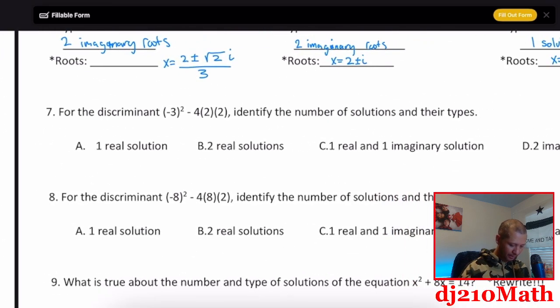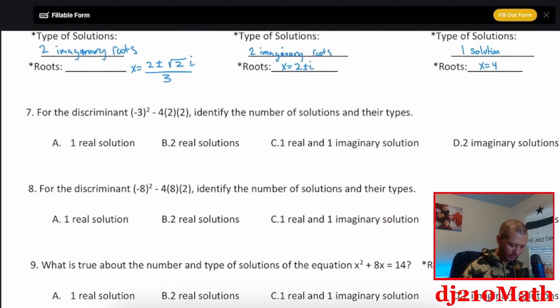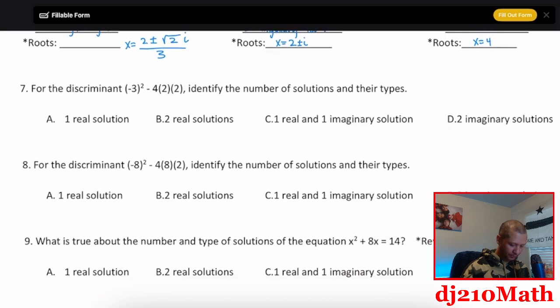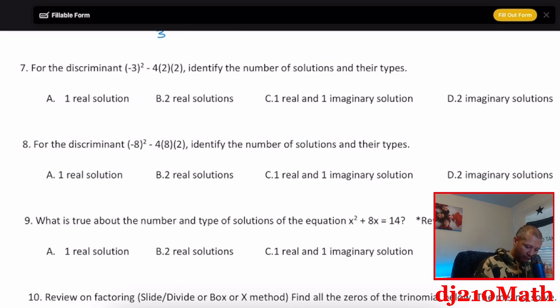Now we're talking about analyzing the discriminants. Okay, so we have a discriminant for number 7. -3 squared minus 4 times 2 times 2. So -3 squared is 9. Minus 2 times 2 is 4. 4 times 4 is 16. So this is going to be -7.